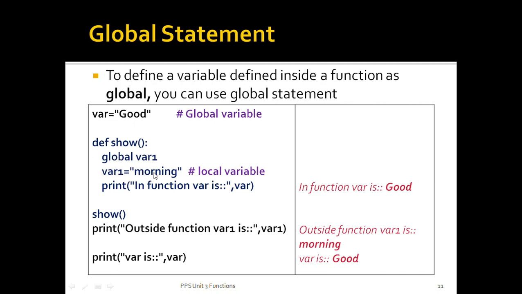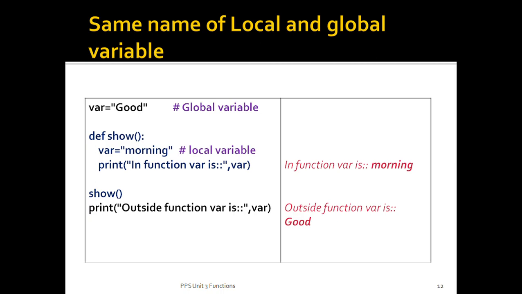So in this case var1 got a value, morning, after printing var. So var's value will be good, and that will be printed. Now let's see, can we print var1 outside a function? In this case it will print morning because we have already mentioned that var1 is global. So we can access it outside a function also. And this is simple, as it is global, you can access it outside a function. So likewise, you can access a local variable with the help of the global keyword. Now let's see next, same name of local and global variable.